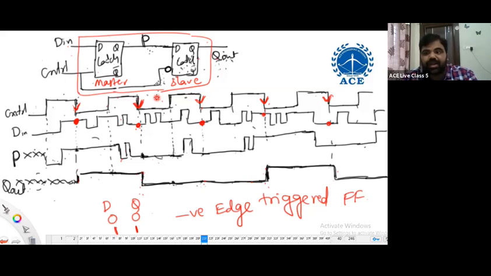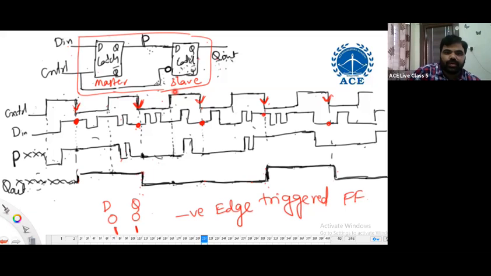Master is logic 0 enable, slave is logic 1 enable. Master disable point is when it is changing from 0 to 1. So master disable point, slave enable point, there it can sense the inputs. I hope you are following correctly.